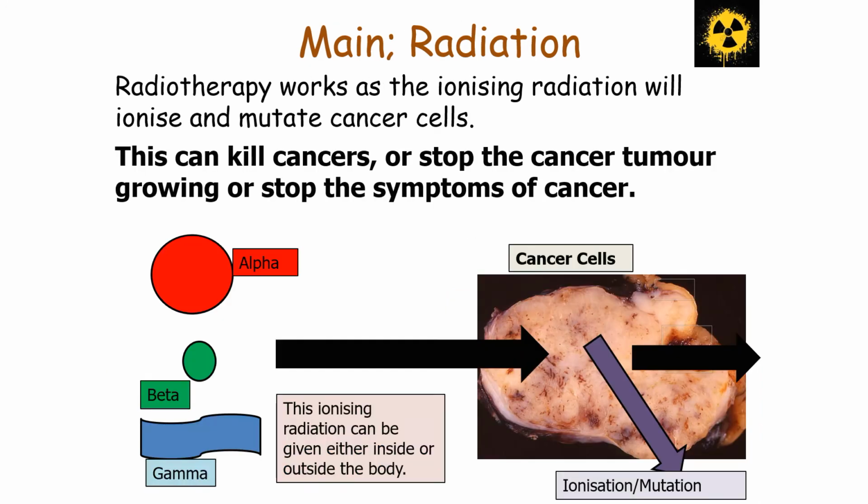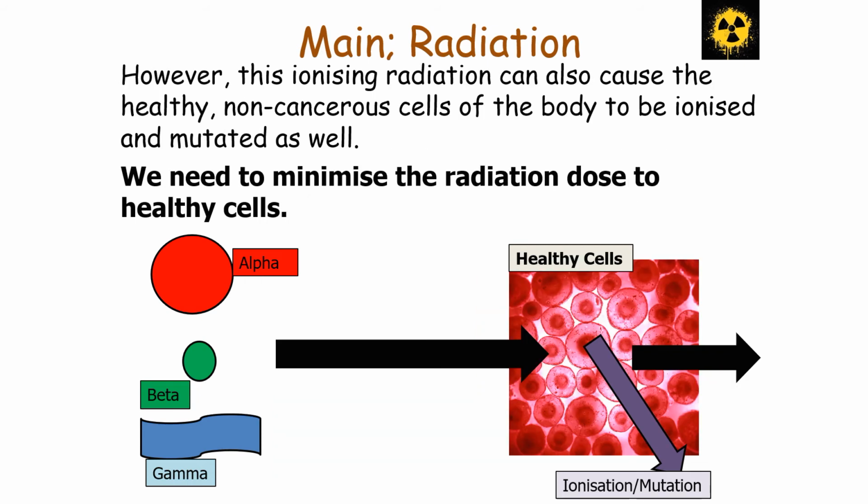Now, radiotherapy works as ionizing radiation will ionize and mutate cancer cells. This can kill cancers or stop cancerous tumors growing or stop the symptoms of cancer. This ionizing radiation can be given either outside of the body or inside of the body. But we've got an issue.